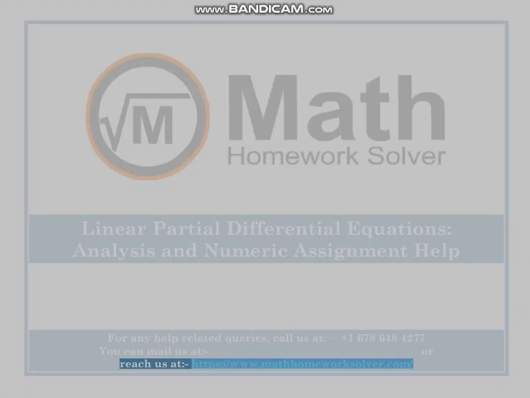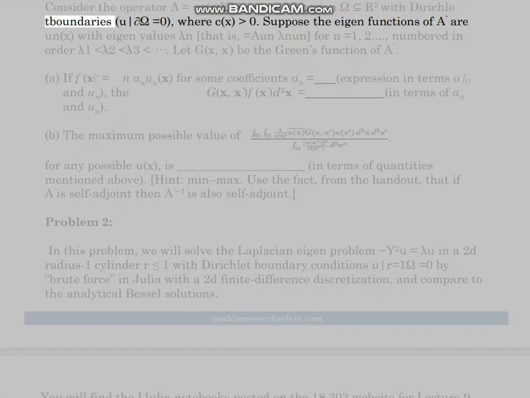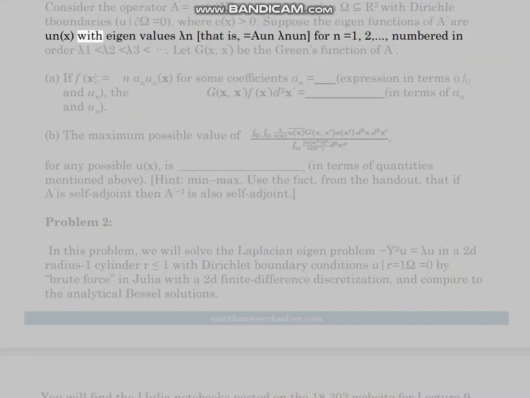Consider the operator A equals minus ∇·(c(x)∇) in some 2D region Ω in R² with Dirichlet boundaries, u|∂Ω equals 0, where c(x) > 0. Suppose the eigenfunctions of A are u_n(x), with eigenvalues λ_n, that is, A u_n equals λ_n u_n, for n equals 1, 2, ..., numbered in order λ1 ≤ λ2 ≤ λ3.